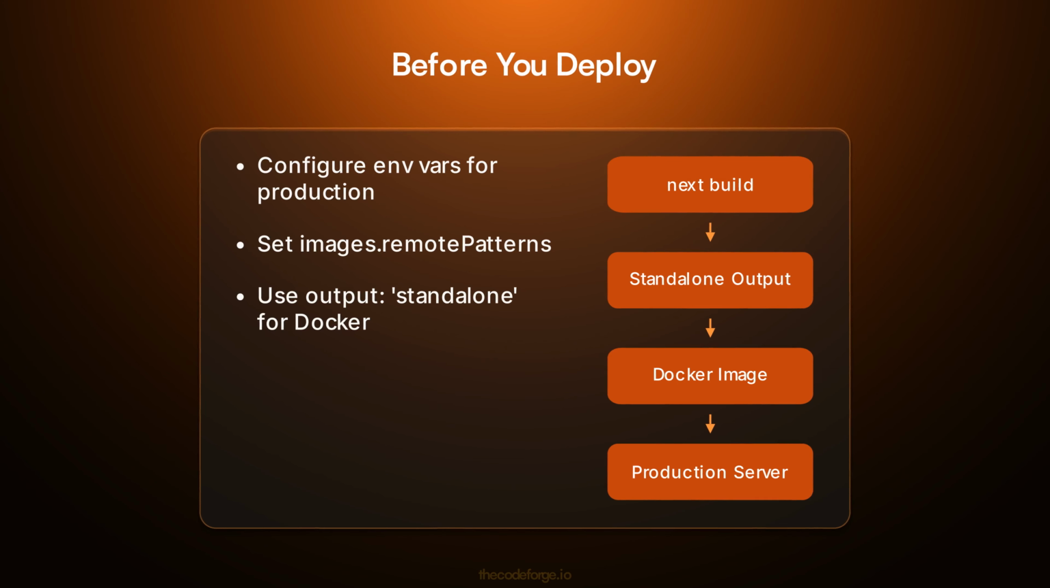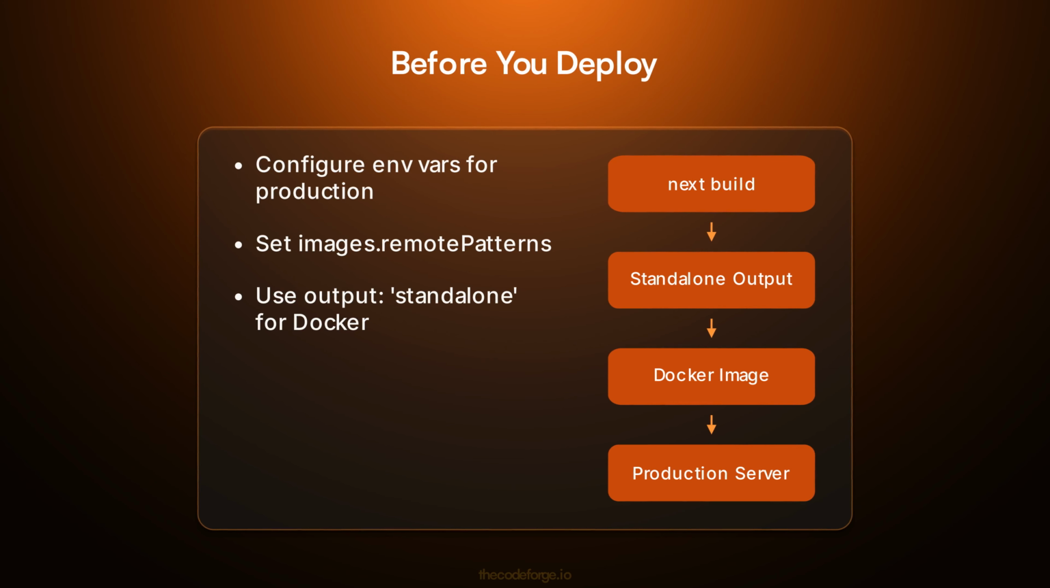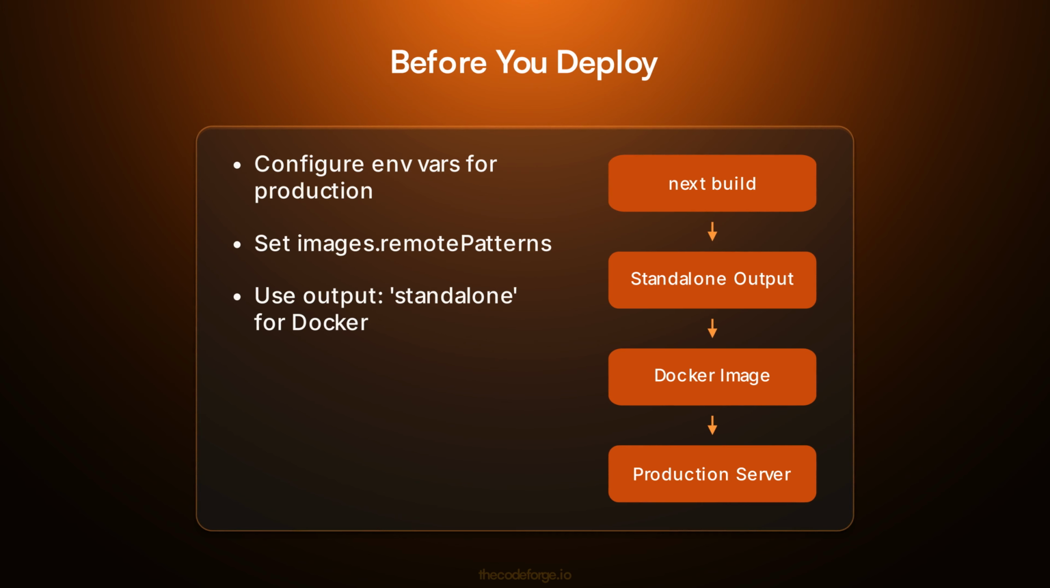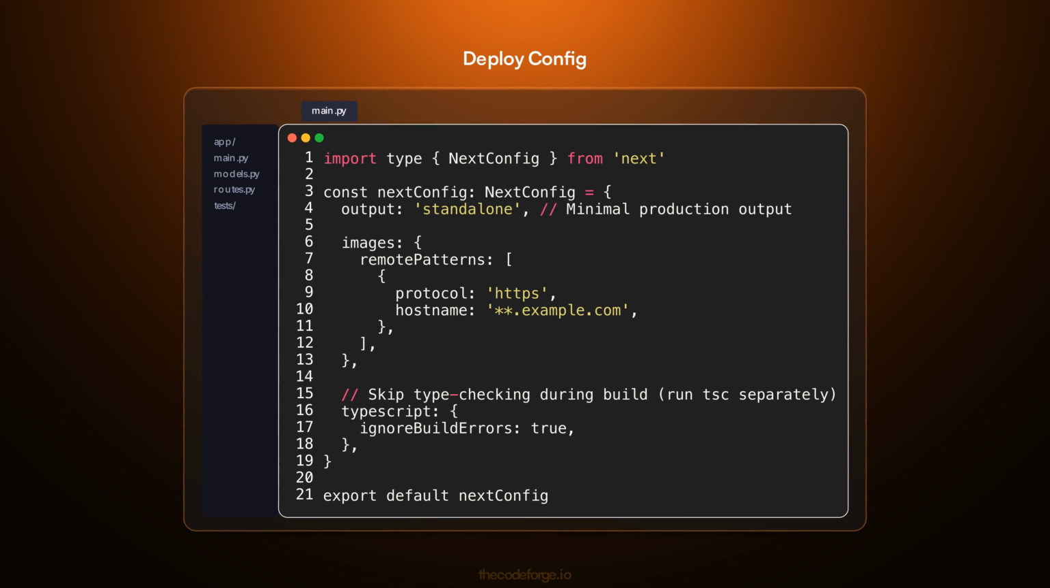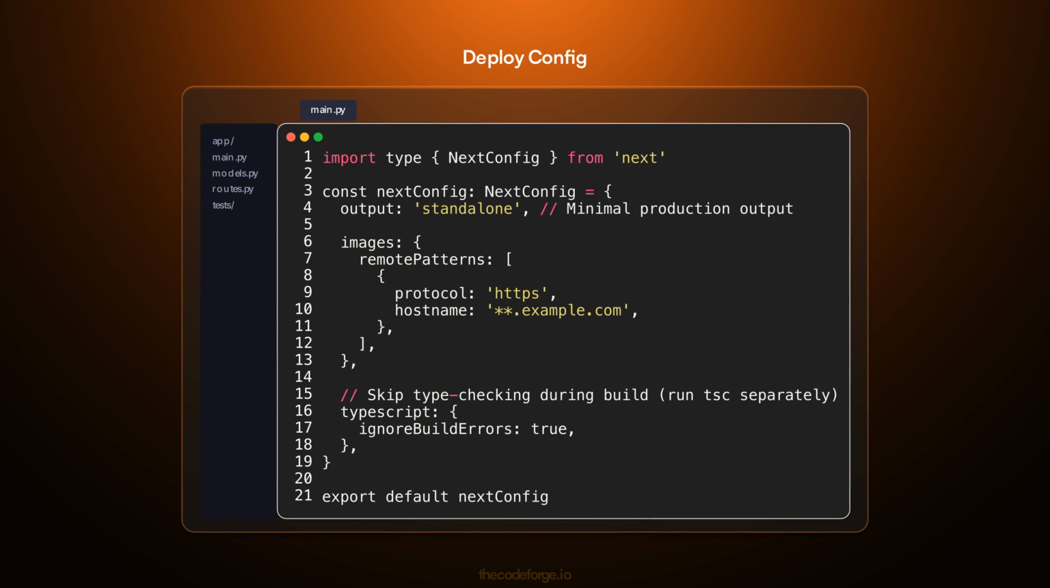Before deploying, configure environment variables for production in .env.production or your hosting dashboard. Set images.remotePatterns in next.config.js for external images. Use output standalone for a minimal Docker image. This config sets output standalone for a minimal production folder, configures remote image patterns, and skips type checking during build if you run tsc separately.